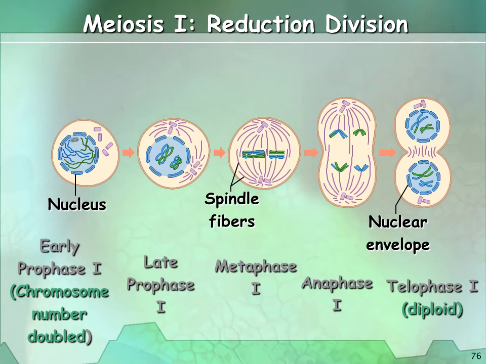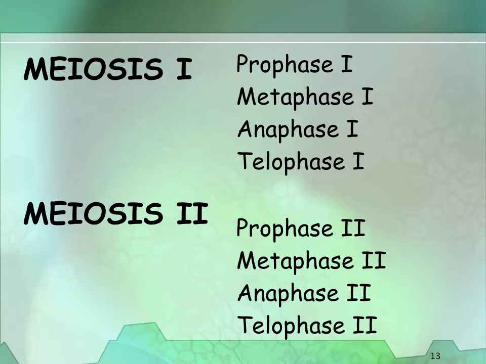Okay, let's look at meiosis 1. There are 4 different stages. You've got prophase, early and late, metaphase, anaphase, telophase. So how to remember is PMAT, PMAT: prophase, metaphase, anaphase, telophase. Now prophase, metaphase, anaphase, telophase also occur in meiosis 2. So we're going to start off with meiosis 1.